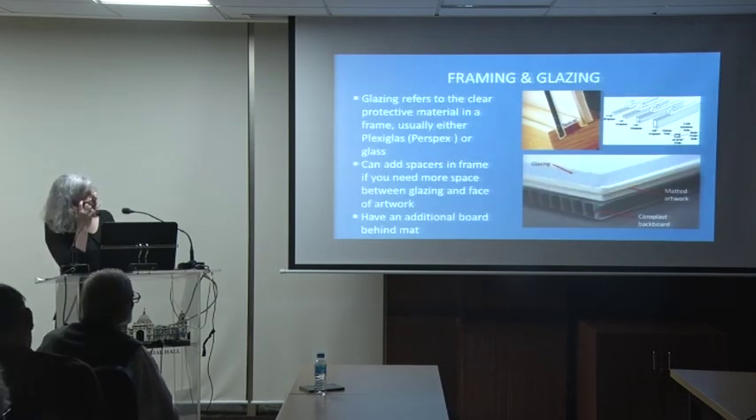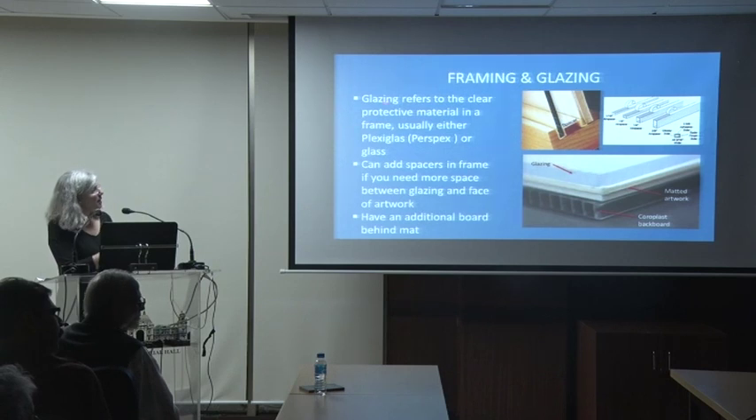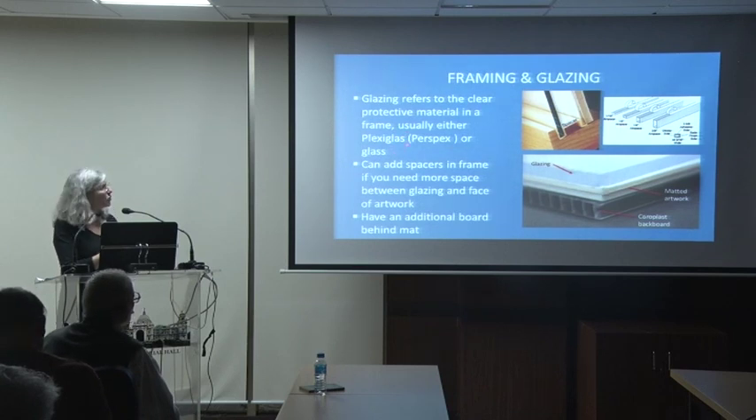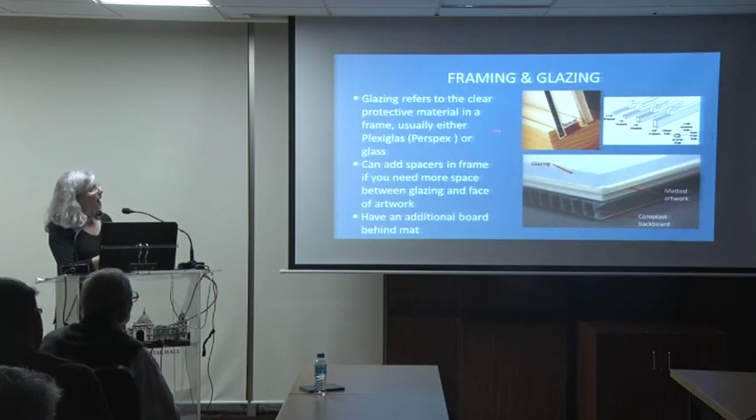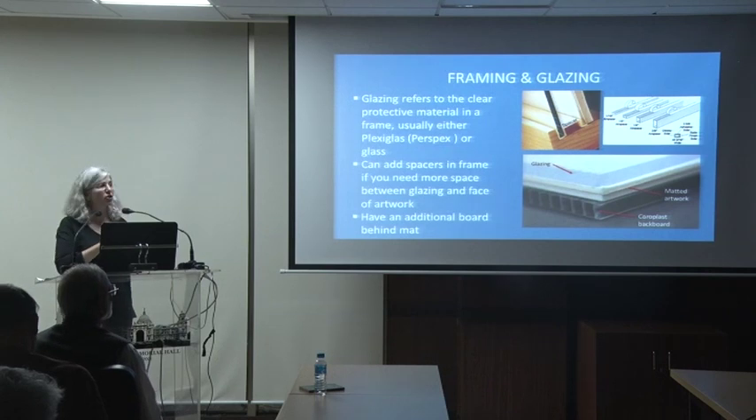So when I talk about framing and glazing, again, you have to be really careful what materials you're using. When I talk about glazing, that refers to whatever you're using on the front surface in your frame, which can be either plexiglass, sometimes I think people call that perspex, or glass. If you have an artwork that doesn't lie flat, and you feel like you need some extra space in your frame so that it doesn't touch the glazing, you can use spacers.